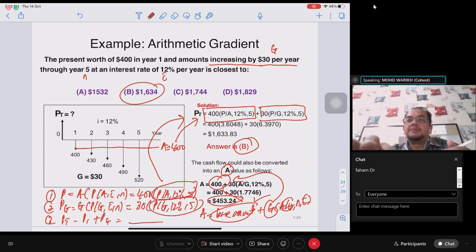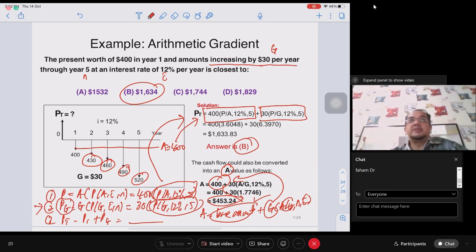Doctor, the A value is for what? The base amount plus the gradient. What does A stand for? Arithmetic? Arithmetic is the increase every year. How much money is the increase? That means 30 ringgit, right? That means starting from year 2, 30 ringgit. Correct. This one is arithmetic. If it is arithmetic, you just use this formula, PG.